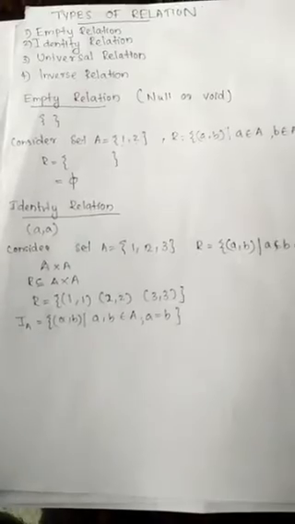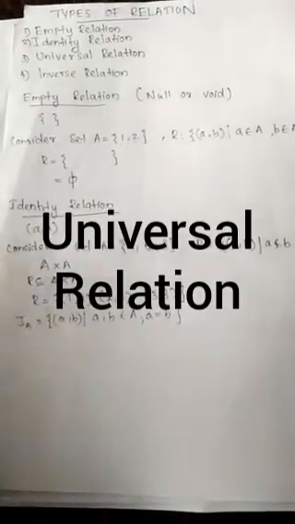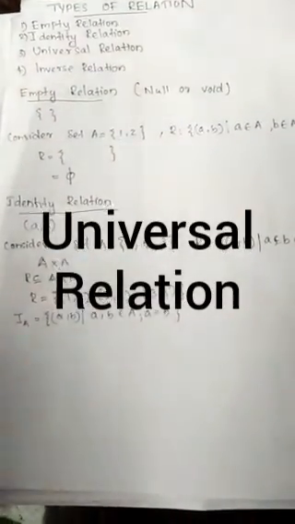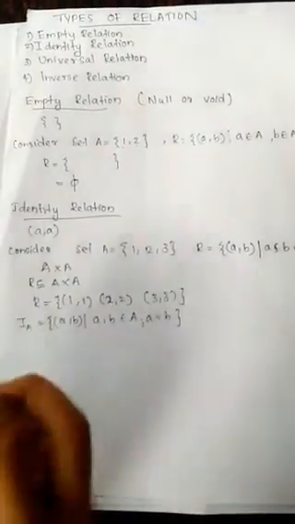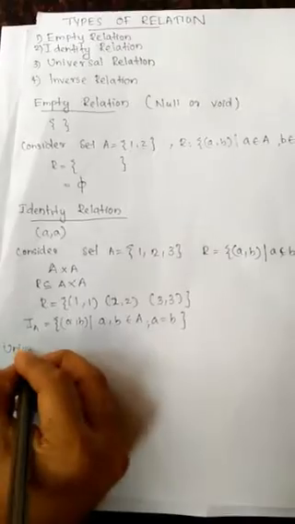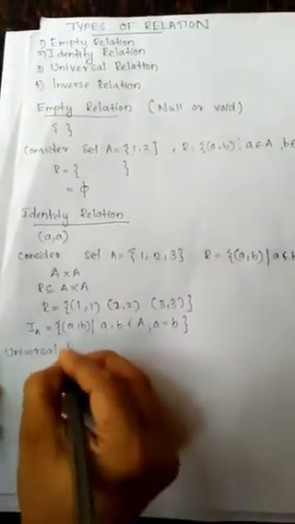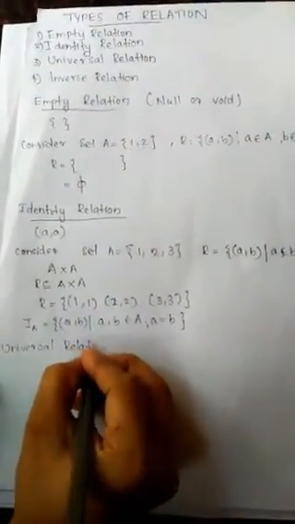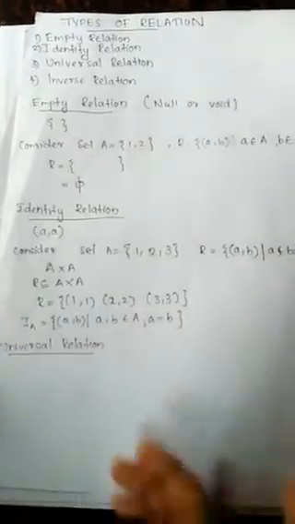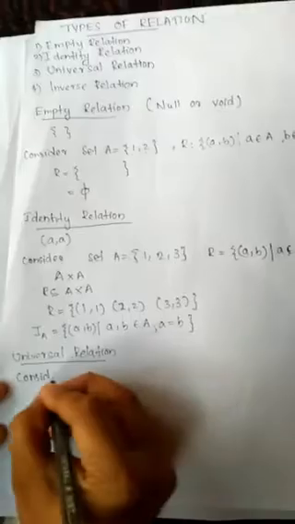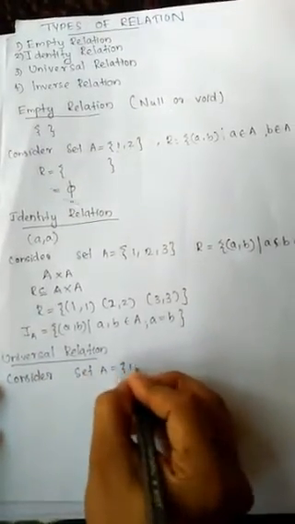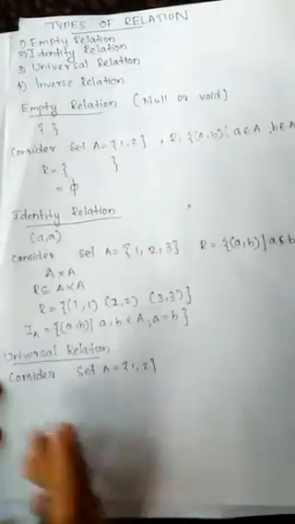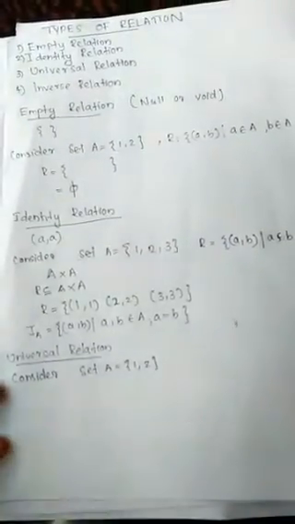Next type of relation is the universal relation. Universe means what? Everything. So again, the word itself describes the relation. For this, let's consider an example. Set A is equal to {1, 2}.